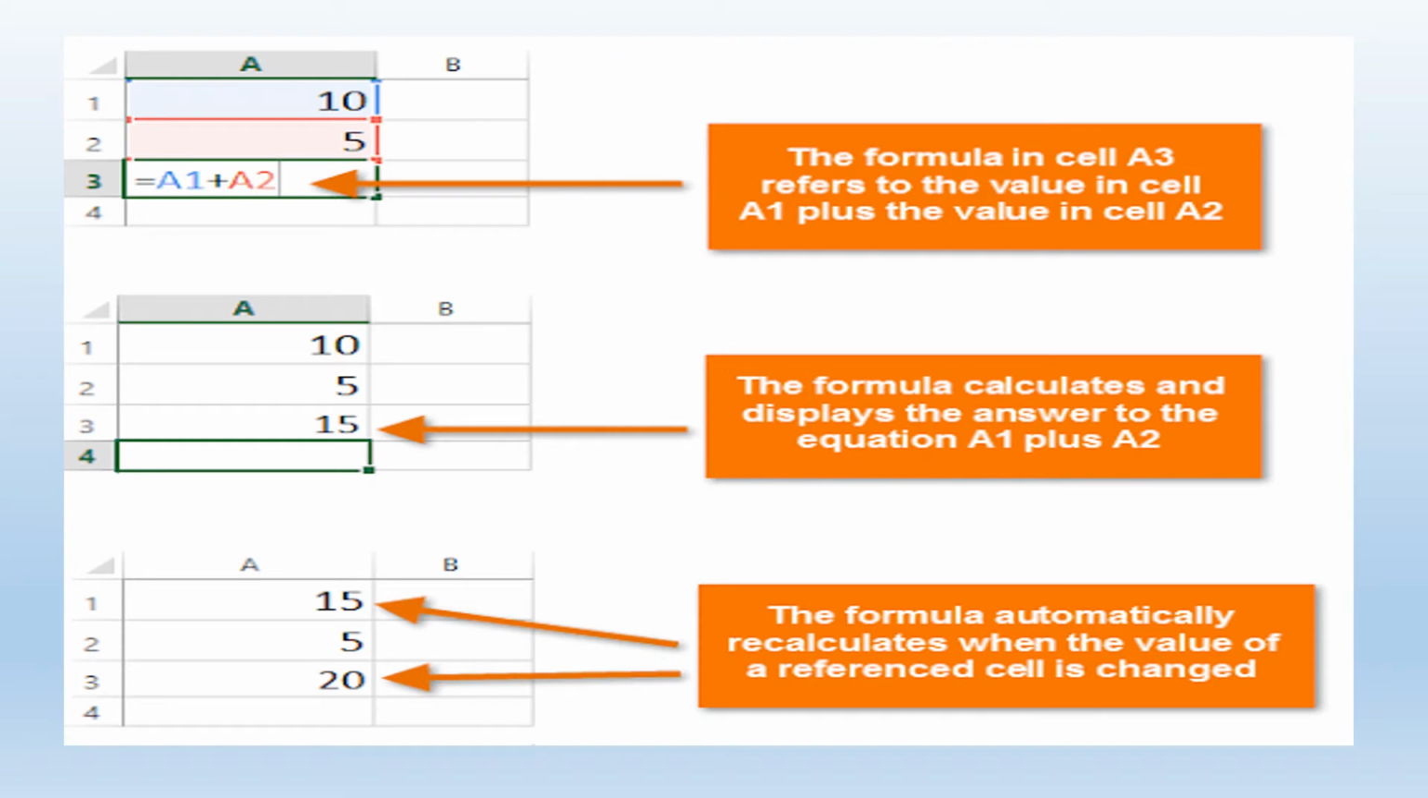Now this is a simple example. This basically adds two cells, that means cell A1 added with cell A2. So this is the answer you get. It will calculate the two numbers: 10 plus 5, you get 15. In the third picture you will see that once you change the values of cells A1 and A2, it will still calculate the total of those two cells.